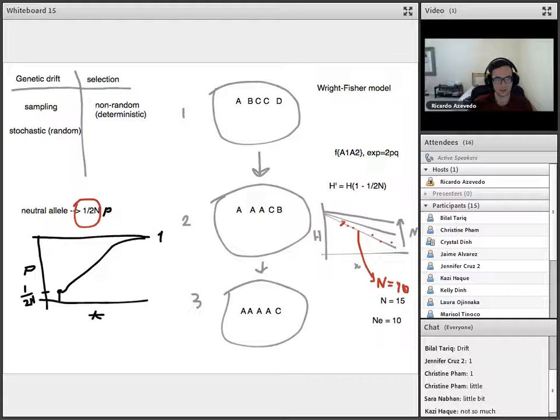So if we want to calculate the effective population size, we have time t, and we have 1 over n at time 1 plus 1 over n at time 2, until we reach 1 over n at time t.